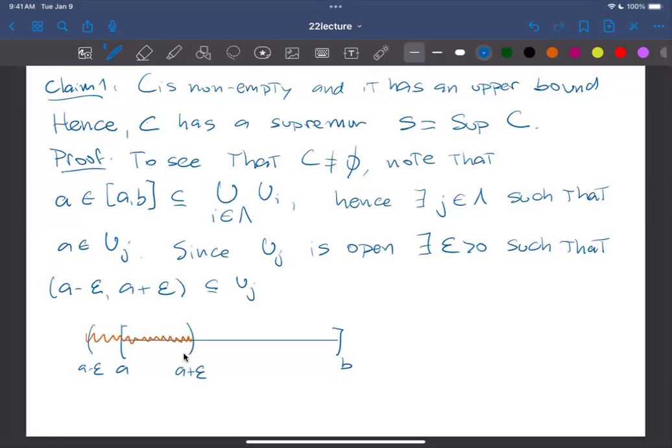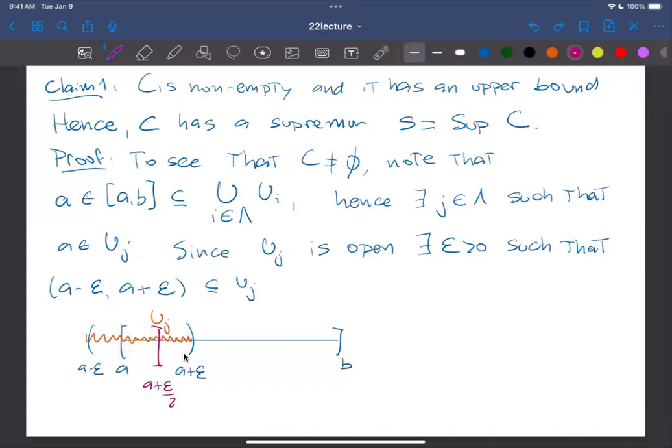Okay, and then this guy is Uj. Maybe let's use the Uj for H. So this guy is open here. But if you take, for example, this point, so here we have A plus epsilon over 2, and you can take it closed, then this entire closed set is inside Uj.